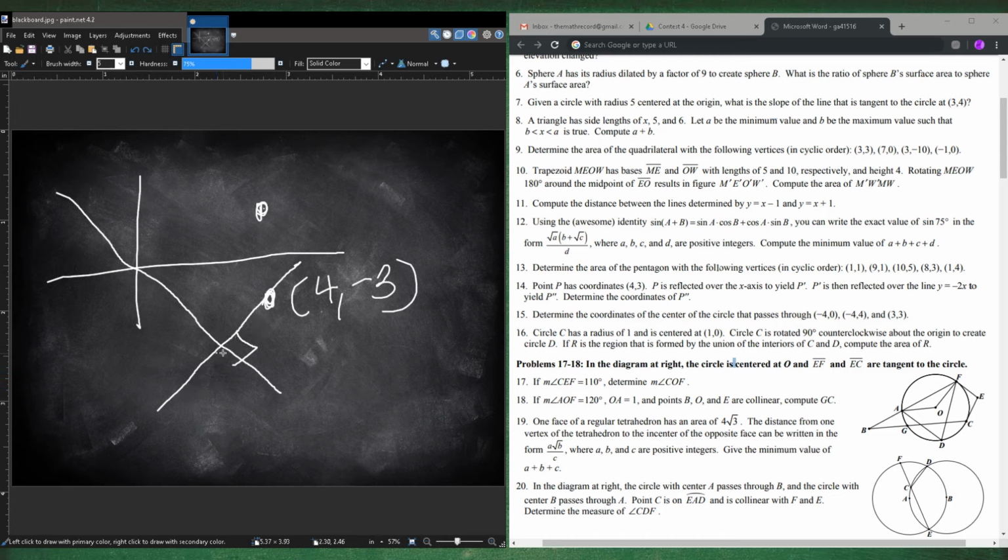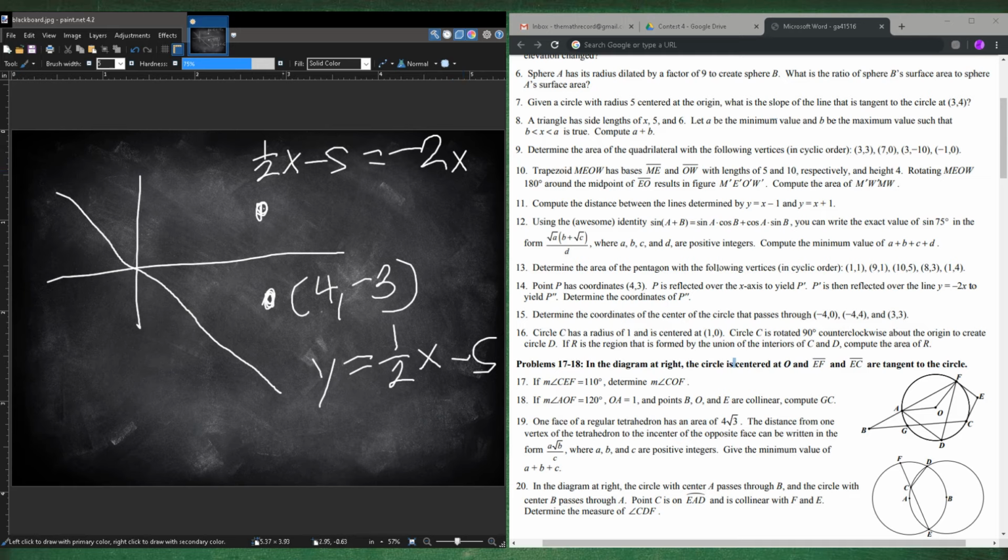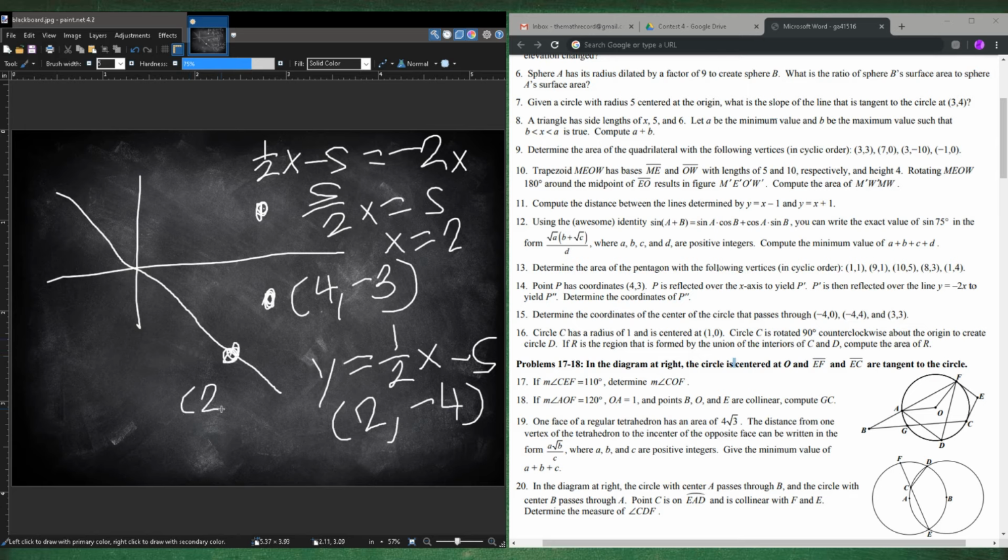So a line perpendicular to y is equal to negative 2x that goes through 4 and negative 3. So basically, we're gonna have y is equal to the opposite reciprocal of negative 2, which is just 1/2 x. That goes through 4 and negative 3, that makes 2, so that's minus 5. Right? So now we just need to find out when they intersect. So 1/2 x minus 5 is equal to negative 2x. So adding that, that's 5 over 2, x is equal to 5. So x is equal to 2. So if x is equal to 2, then y is equal to negative 4. So this point right here is 2, negative 4.